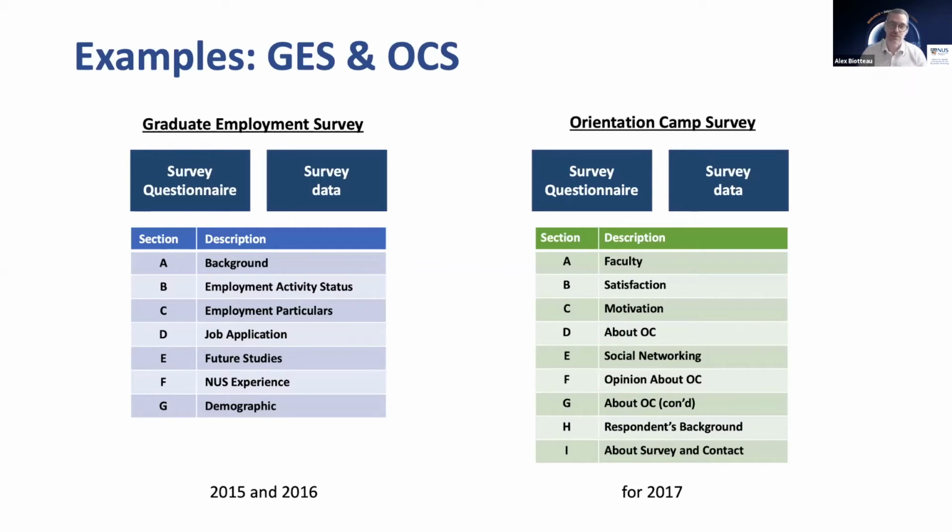Teck Kiang will go further into detail using the Graduate Employment Survey, the GES. As you can see here, in this kind of survey, we will have different sections addressing the background of students, their current employment activity, the job applications they went through before, the future studies they intend to pursue, and so on. The Orientation Camp Survey on the right is another survey that can provide additional information on students, the faculties they are in, of course, their satisfaction, their motivation, and some other information on their demographics or their activity.